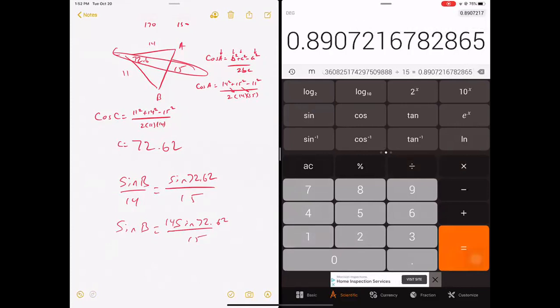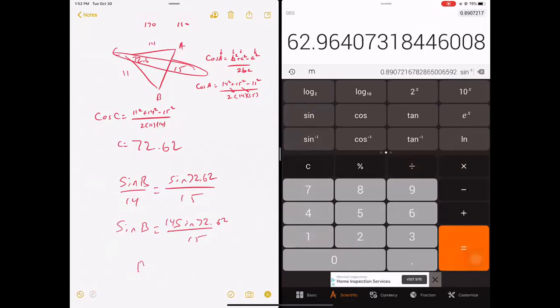This decimal is not the angle. We have to undo the sine. Rounding up, this is going to be approximately 63, because the 6 pushes the 9 to a 10, forcing a 63. Point zero probably, that's how you write it. 63. And then the last one is solving for angle A.